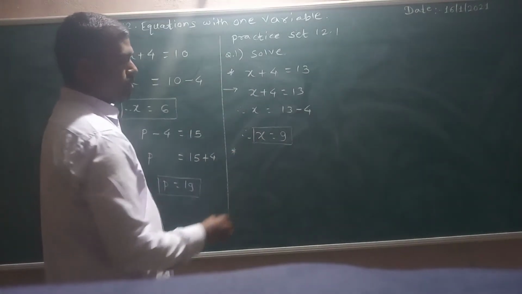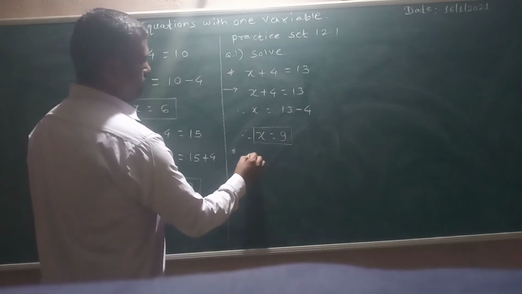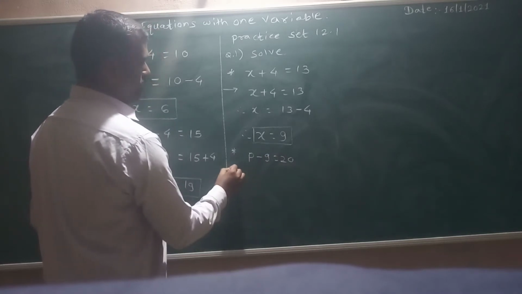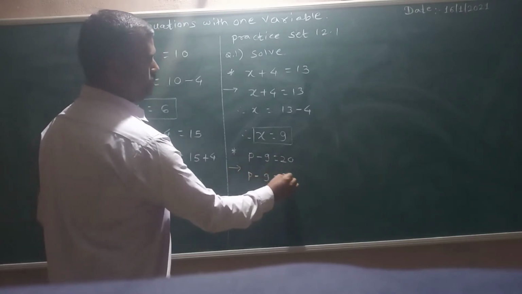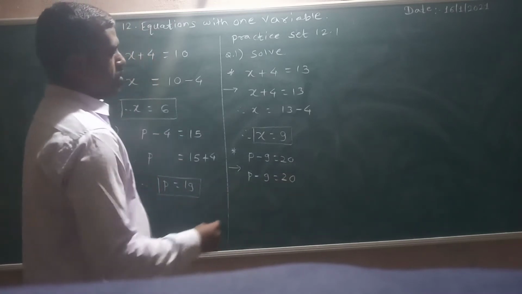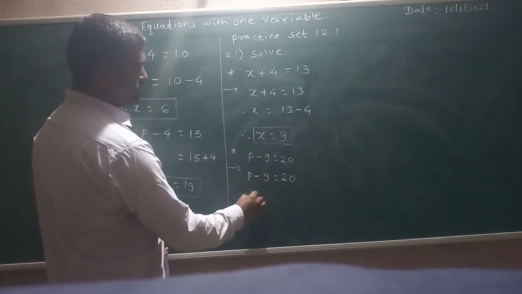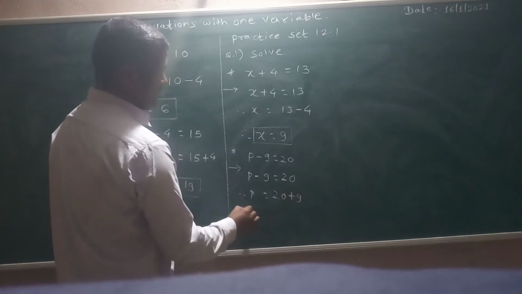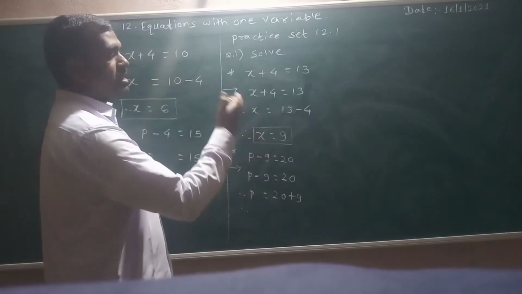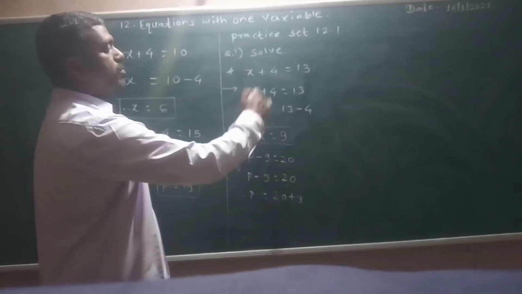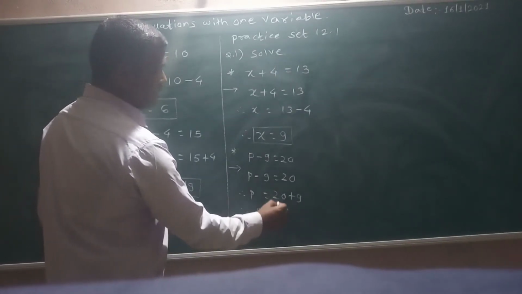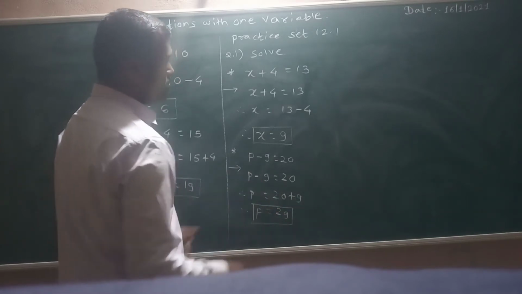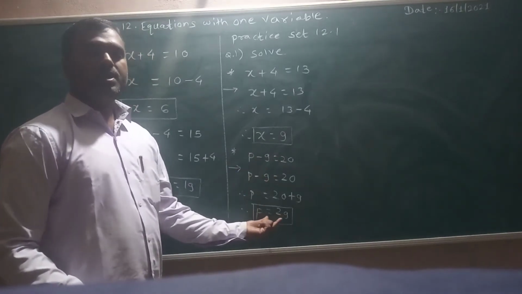Again, we can solve another example, that is p minus 9 is equal to 20. P minus 9 is equal to 20 can be solved by minus 9. We have to transfer towards right hand side, that is towards the 20. 20 plus 9. The signs are changed because of transferring the numbers to the opposite side of equal sign. P is equal to 20 plus 9, 29. That means the solution of p minus 9 is equal to 20 is p is equal to 29.